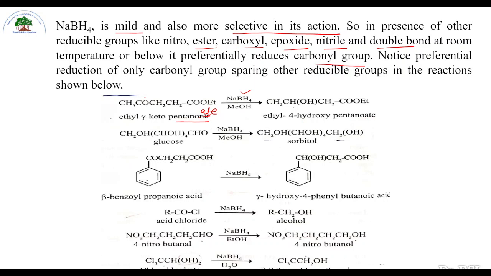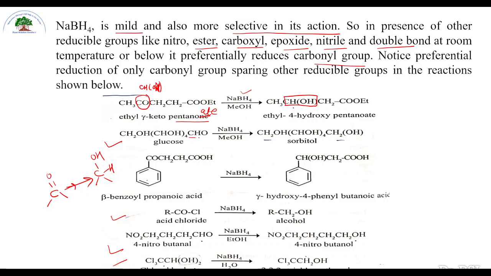And what is the change? The change is only that this C double bond O has been changed to CHOH. Only this change, and the remaining structure is as it is. And in every example you will see only C double bond O has been changed to CHOH. This is the only change.